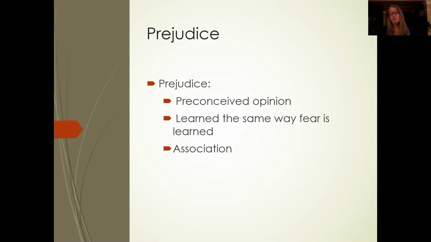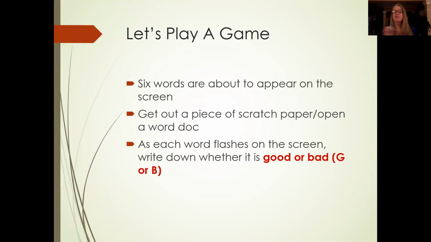And what many people argue now is that we learn prejudice just the same way as we learn fear, through association. And one of the ways that it can be learned is so insidious. It's kind of amazing to me. And so I want to share this with you. And to share it with you, I'm going to illustrate it by having us play a game. So I'm going to put 6 words on the screen. And for each word that I give you, I want you to write down good or bad. Okay, if you want to do it in a Word file, you can, or just say it out loud if you don't want to write it out.